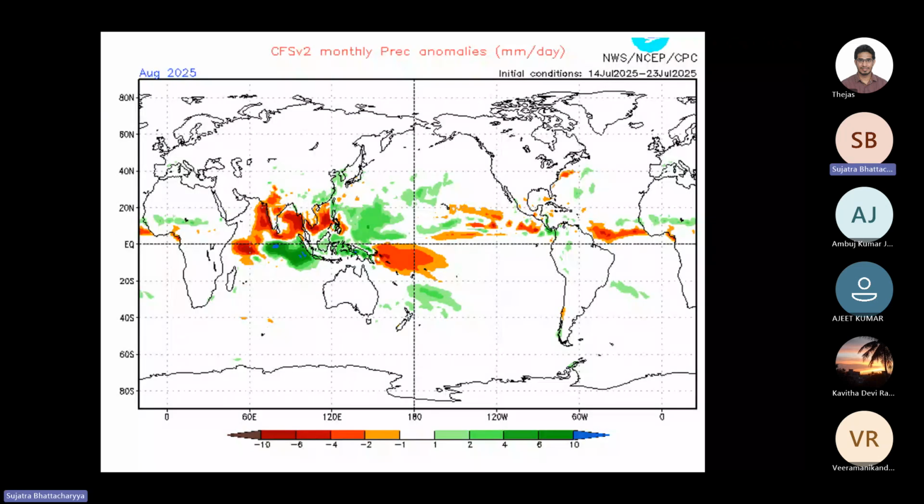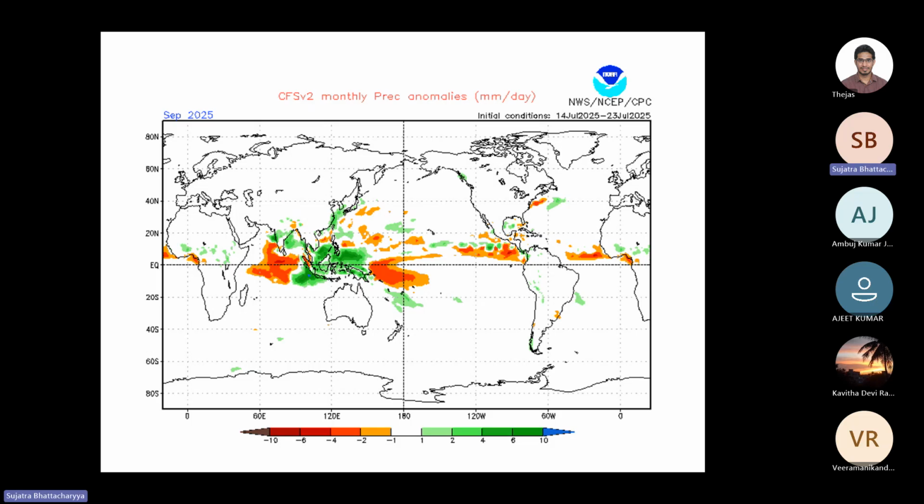Now, what's the news about the monthly mean? According to CFS V2, the American version, it will be well below normal. This is pretty high, 10 millimeters per day, but the average is maybe 4 or 5 millimeters per day. This is CFS V2. And if you look at September, it will recover slightly, as happened in the last few years. September will be above normal, but I don't think it will make up for August.